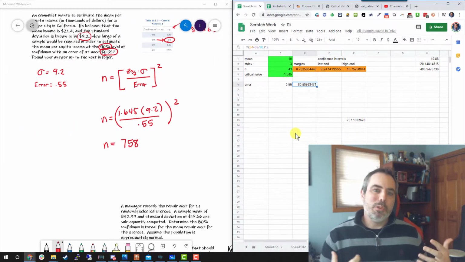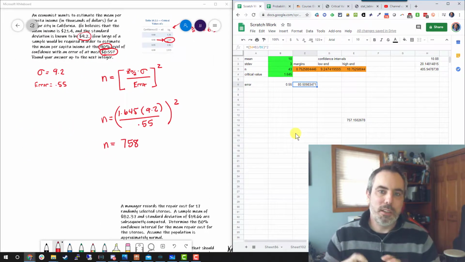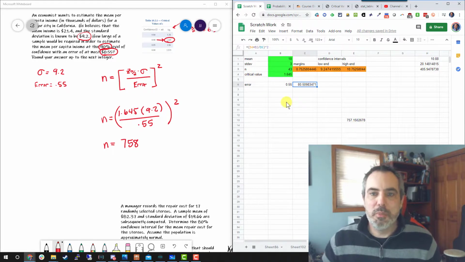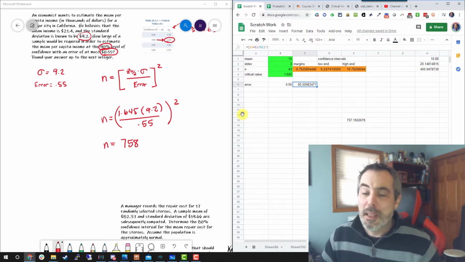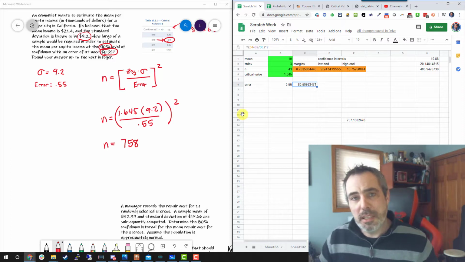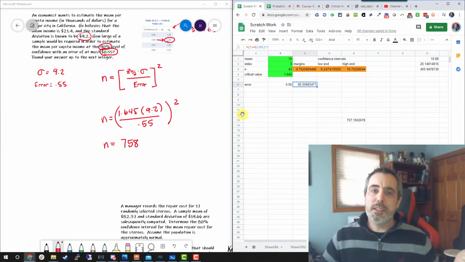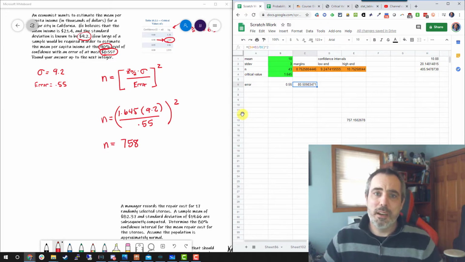So that's how I use Google Sheets to just make my own little calculators, save that, or recreate it so that you can kind of jump through a bunch of these if you needed to. But that is how to determine the sample size, as well as how to use Google Sheets to do the confidence intervals and the sample size based on the error as well.